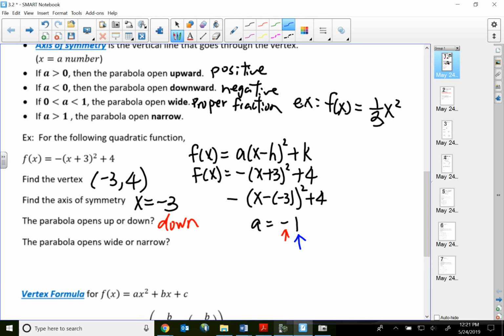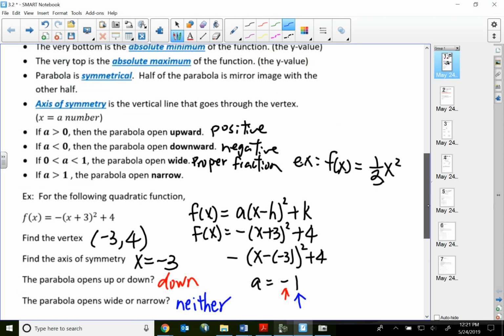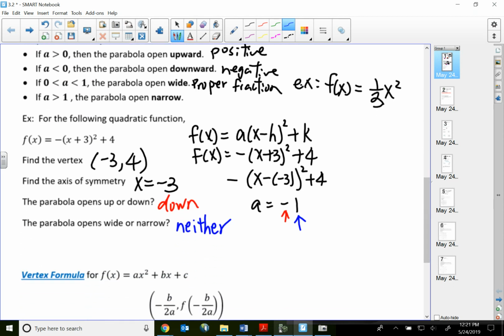So since this is not a proper fraction or bigger than 1, if it's exactly 1, it actually opens what? It's actually neither. It just opens normally. Okay, kind of like that. I'm going to say neither. All right, so just by looking at the function, I get an idea what my parabola will look like. So this parabola, I know it was open normal, but it's open downward with the vertex located at -3, 4.